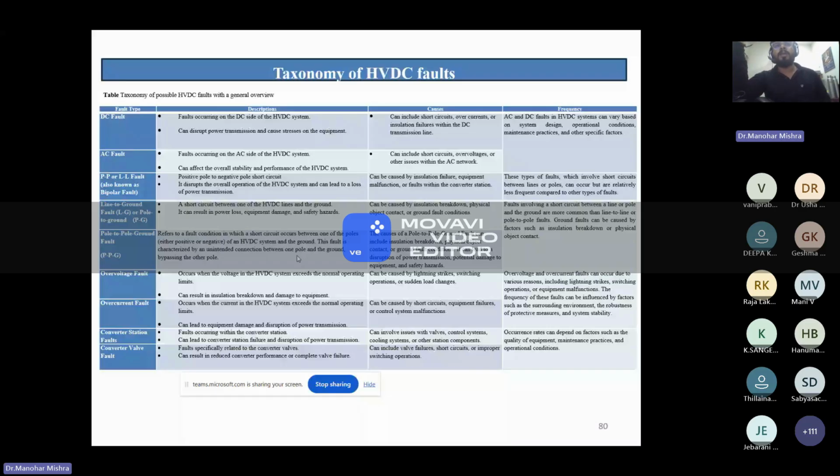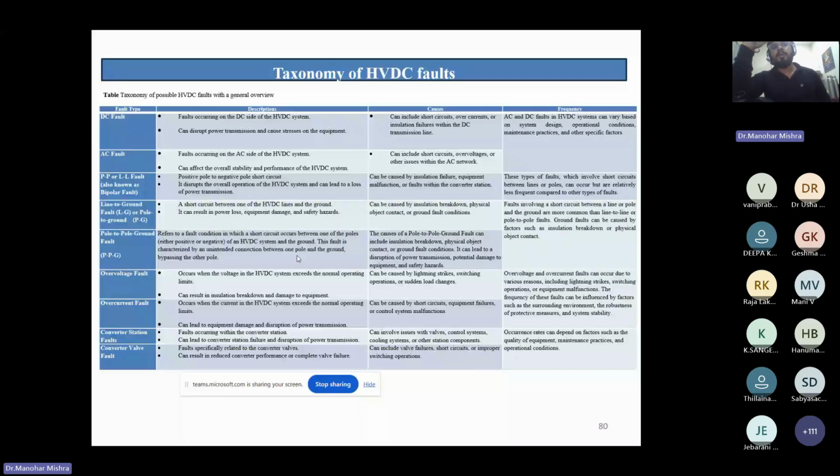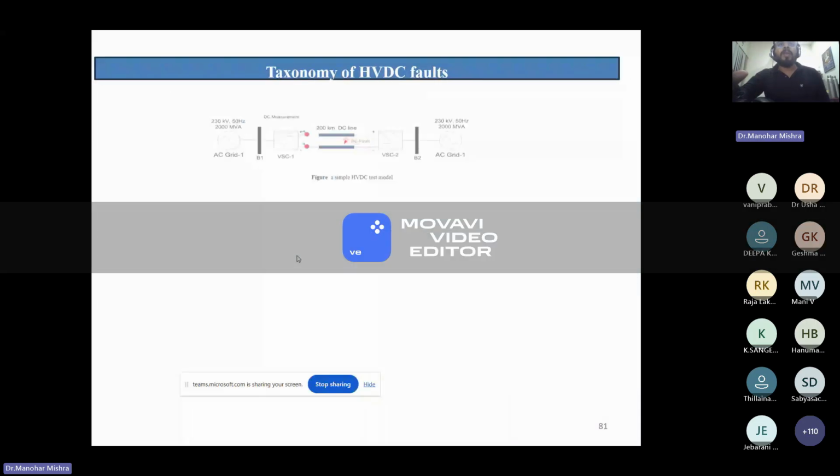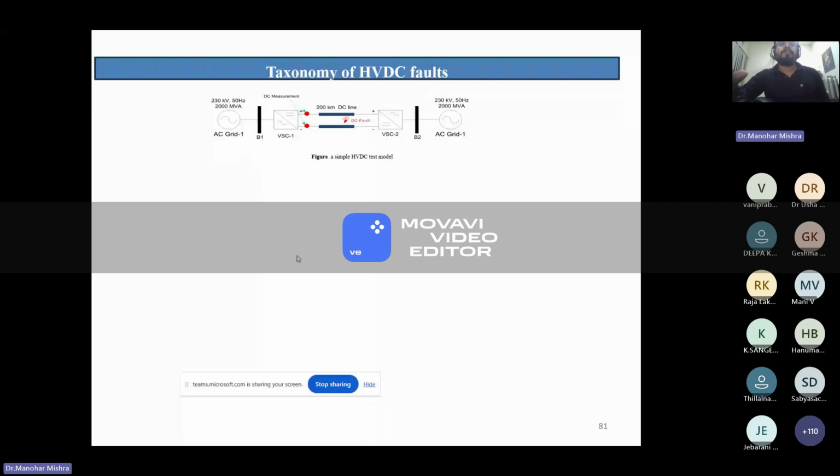If a fault occurs in the converter station, then this is a converter fault. If a fault occurs in the converter valve, then it is a converter valve fault. So there are different types of faults. So, the taxonomy of HVDC faults.